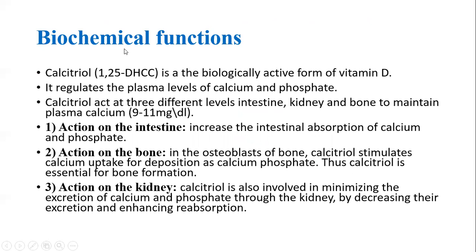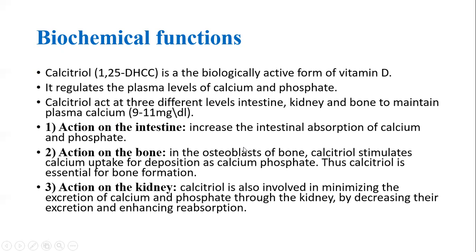The biologically active form of vitamin D is calcitriol, that is 1,25-dihydroxycholecalciferol, and this calcitriol hormone regulates the plasma calcium and phosphate ion concentrations. It acts on the intestine, kidney, and bone, and ultimately maintains the plasma calcium ion concentration. The normal plasma calcium concentration is 9 to 11 mg per deciliter. First, in the intestine, it acts and increases the intestinal absorption of calcium and phosphate.